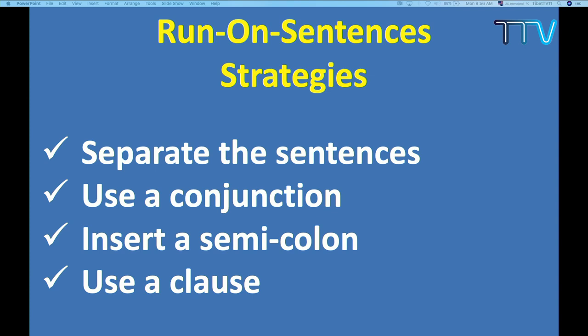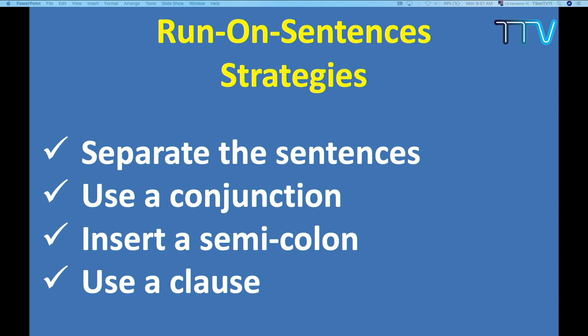the strategies? How can we correct it? The first one is by separating the sentences. First, we know that there are two sentences, so it's important for you to separate the sentence. The second one is use a conjunction. You know what is the main work of conjunction? The conjunction is to join two sentences. So let the conjunction work.